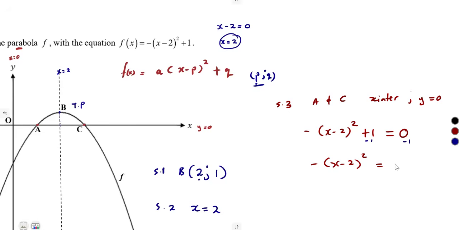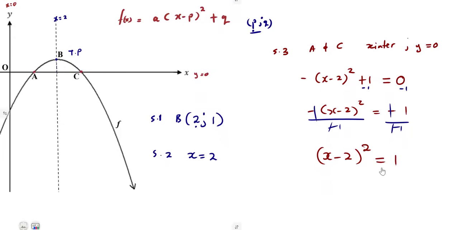So this is going to be what? Negative 1. As I have got a negative and a negative here, I can simply divide by what? By the negative 1, so that this can cancel. So I'm just left with the bracket of x minus 2 squared, which is equal to 1.